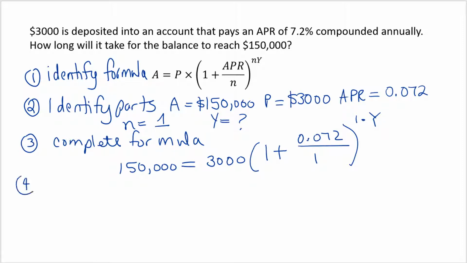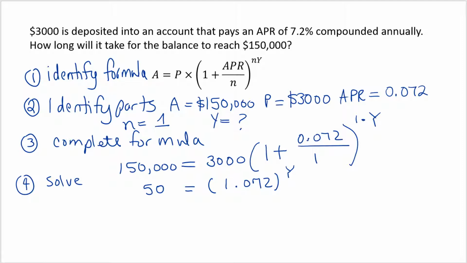Now we solve. The first thing I would recommend in solving this problem is to divide by 3,000 on both sides. So, when you divide by 3,000 on both sides, the left-hand expression 150,000 divided by 3,000 becomes 50. Order of operations instructs us to perform computations inside parentheses first. So, this becomes 1.072, and 1 times y is just y.